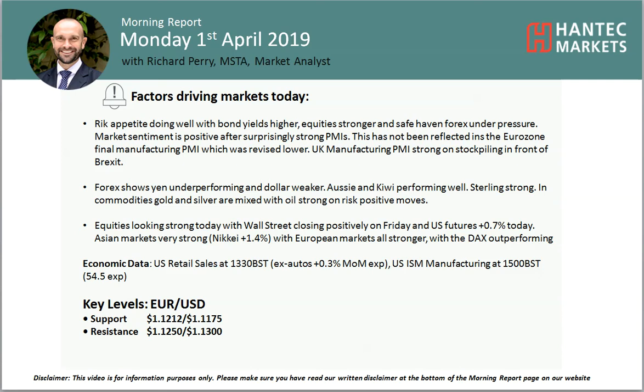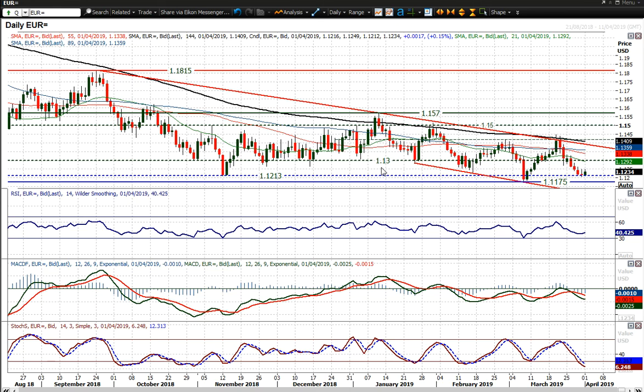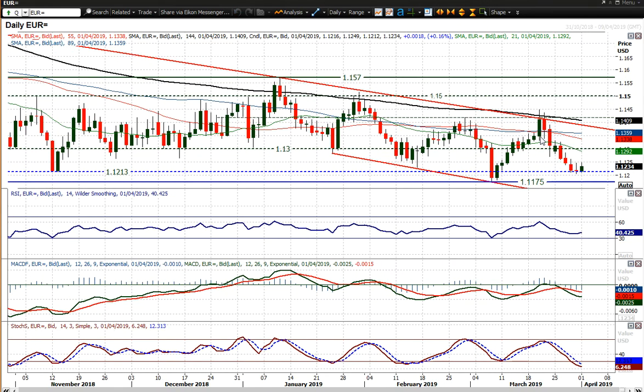Let's have a look at euro dollar, which has been trending lower within this downtrend channel, but found support at the 112 big figure area. That old low from November, 112.15 area, was a level that actually got tested on numerous occasions over the last three sessions, and has pretty much held and started to rebound this morning.